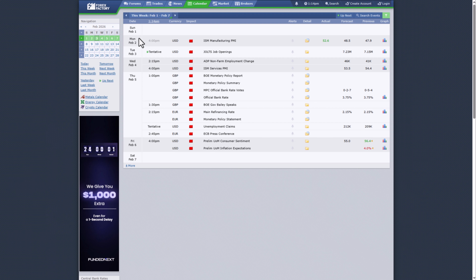Now for Monday yesterday we have only one red folder, and Tuesday today we have another red folder news that is tentative. There's no time for it, so we can see a lot of liquidity. Wednesday the same thing. Thursday we have euro and GBP red folder news, and also on Friday we have NFP.